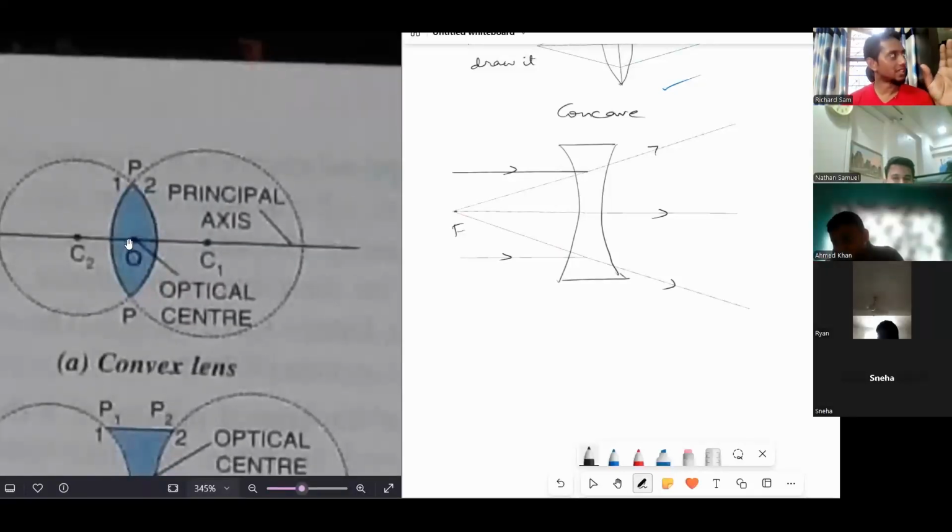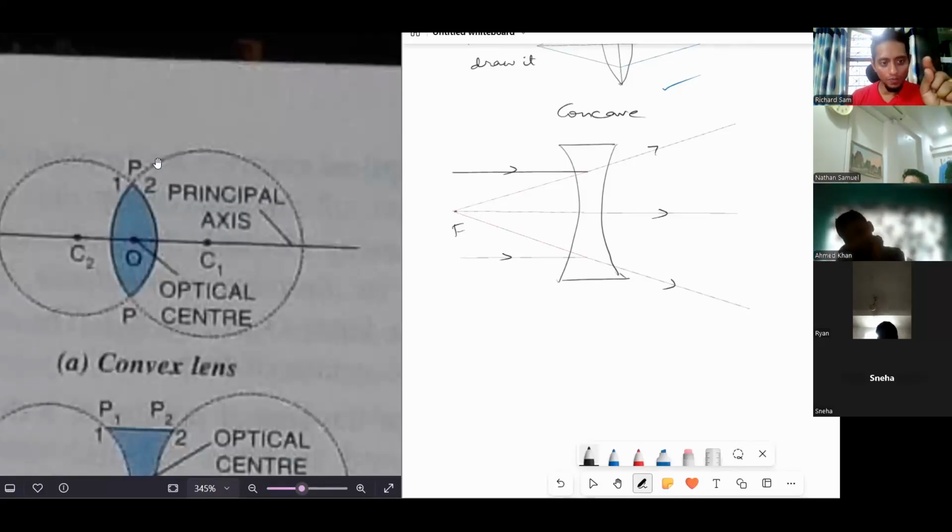If you see, this lens is actually part of a ball, a sphere, a spherical glass piece. You know what a sphere is? It's a ball-shaped structure. So if you take a glass that's in this particular shape, and then you carve out, if you cut a piece of it, you will get a lens.